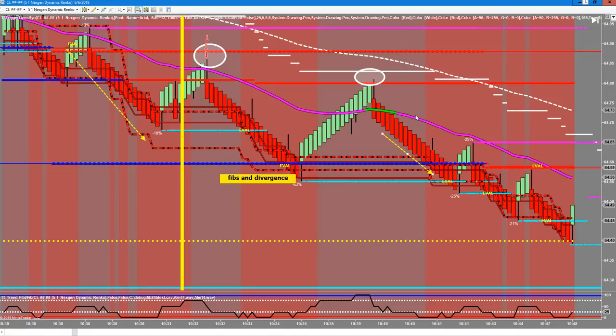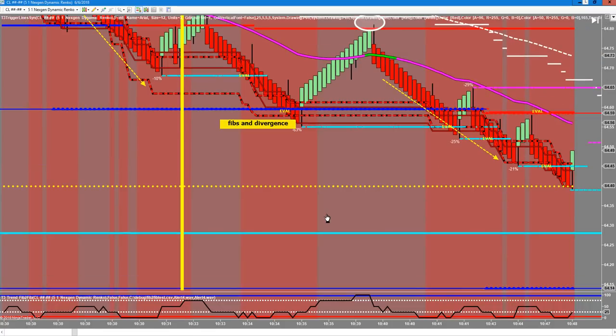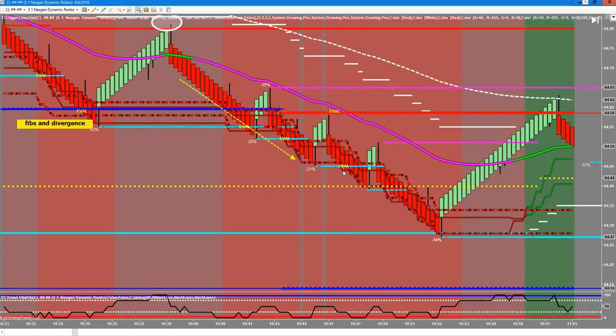And when the blue lines break, what happens, guys? We're going to go lower. Can you see it? Now, granted, this one didn't quite get back to the mid-band, so we might have missed that one. But you can see the thought process, right? Blue lines, fibs, and divergence break, and lo and behold, the market goes down.